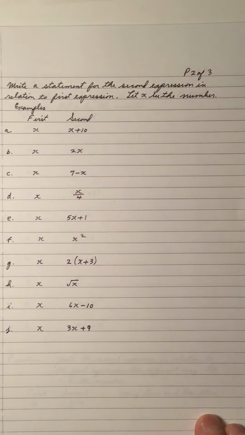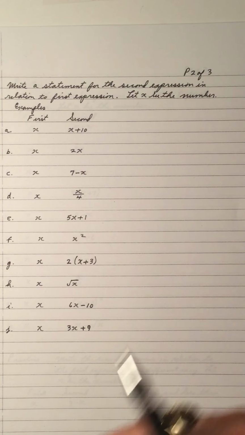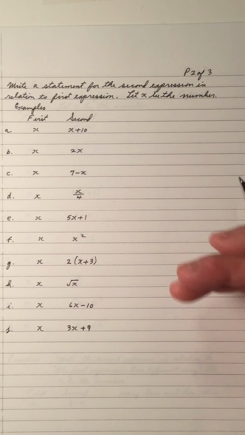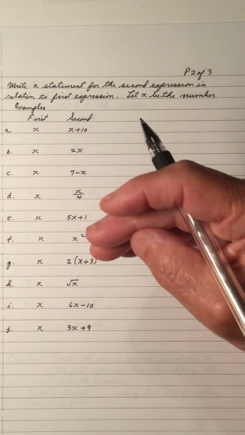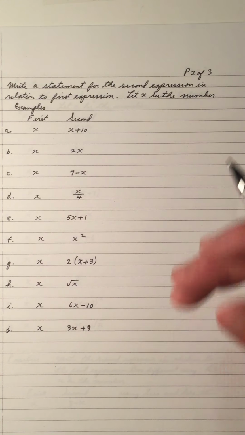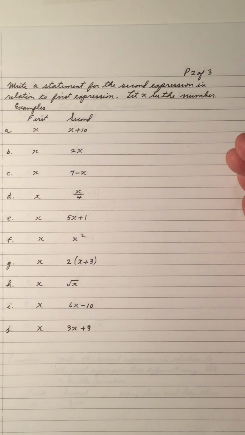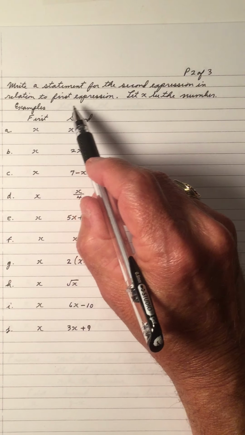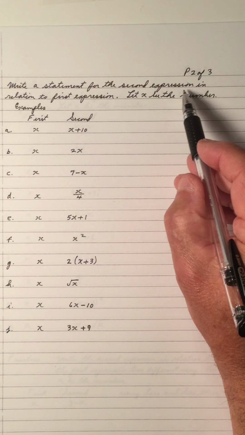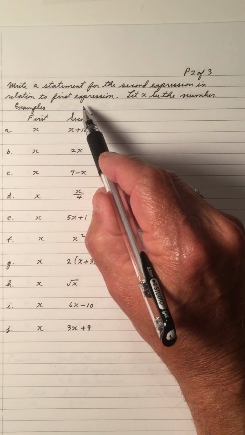We always keep practicing, revolving around, thinking about what we're leading up to, writing expressions, because it's so important. You have to learn how to write them in order to do the word problems, which is the main part of this unit, or the next unit coming up, I should say. So here we go. Write a statement for the second expression in relation to the first expression.